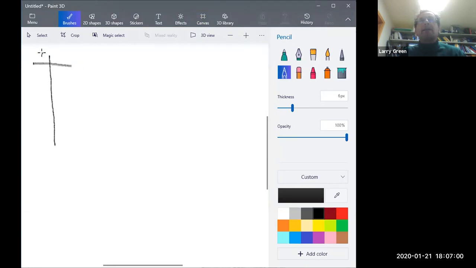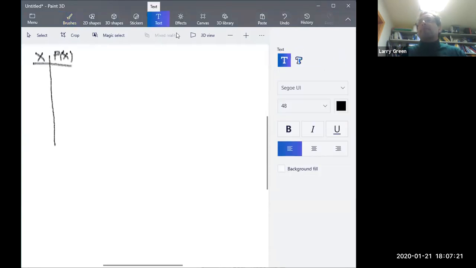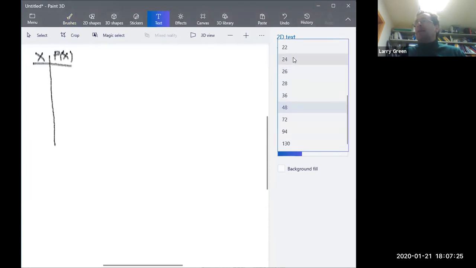And the values, the left will always be X, and the right will be P of X. P stands for probability. Any questions so far? Then what I'm going to do is write down all the possible values that could happen for X.